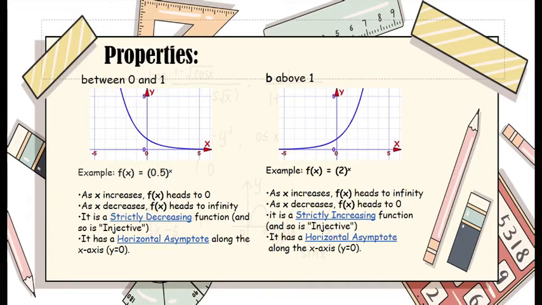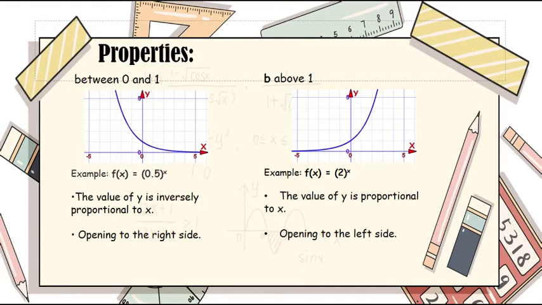b above 1. Example, f of x equals 2 raised to the power of x. For b above 1, as x increases, f of x heads to infinity. As x decreases, f of x heads to 0. It is a strictly increasing function, and so is injective. It has a horizontal asymptote along the x-axis, y equals 0. The value of y is directly proportional to x, opening to the left side.